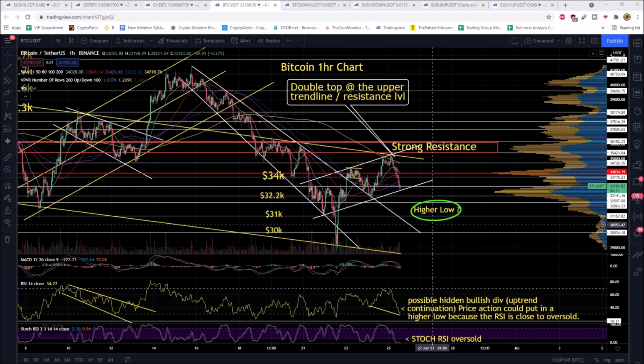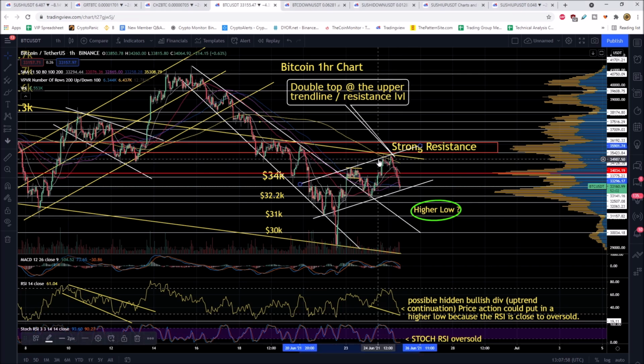All right, real quick idea for you. So, Bitcoin 1 hour chart. Yesterday we had this double top. The price action moved all the way down. I drew this. Let me just show you how well this lines up.